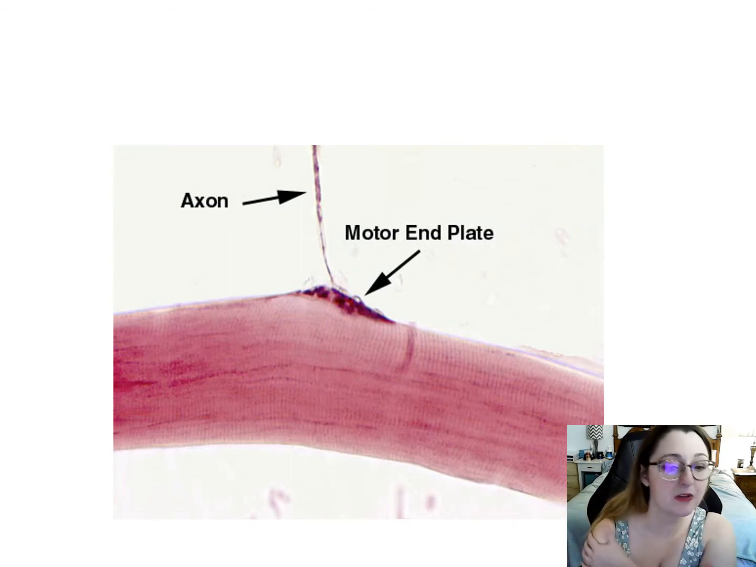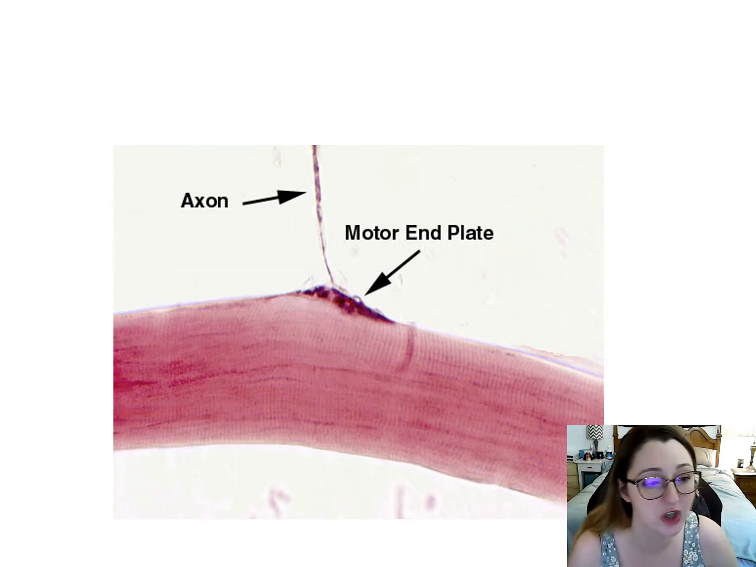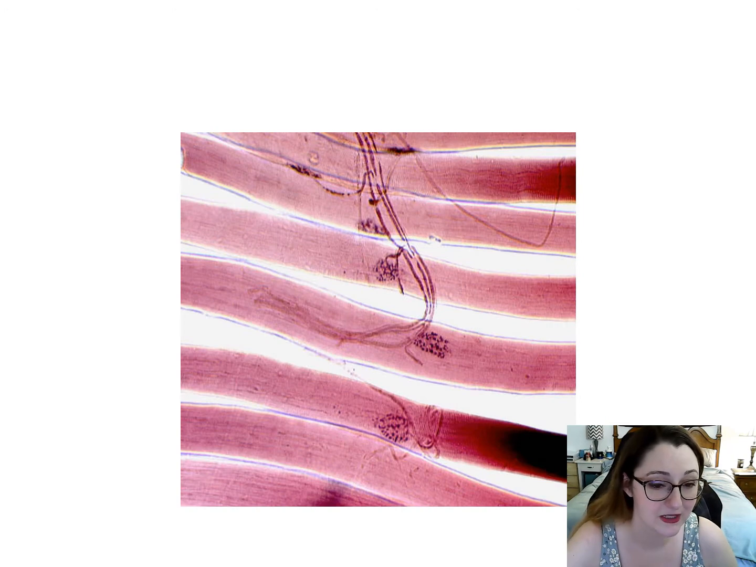So here we have little axons. So this is going to be the talking piece of a neuron. The axon is going to send signals, and this is where it is meeting a muscle fiber, and it's meeting it at the motor end plate. This is more of that. It kind of looks like worms or parasites, but that's just axons.